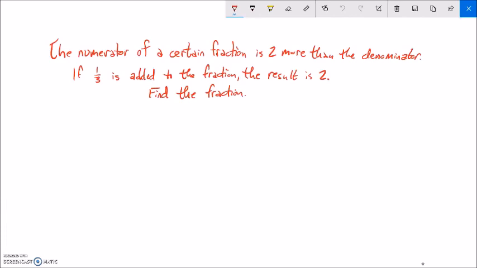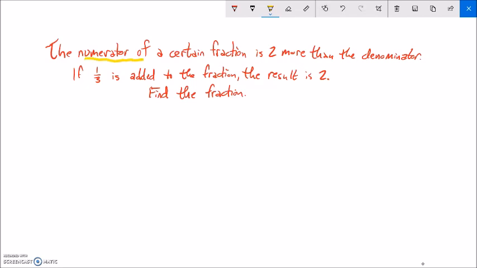So here's our next example for this chapter. The numerator of a certain fraction is 2 more than the denominator. If 1/3 is added to the fraction, the result is 2. Find the fraction. Now these, you know, they're so wordy. There's so much to interpret here. Just take it slowly. Take it one piece at a time.